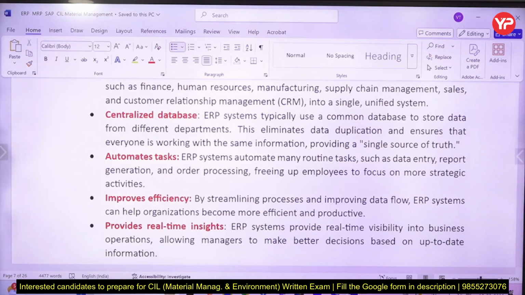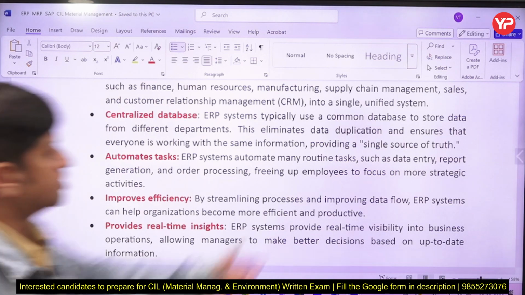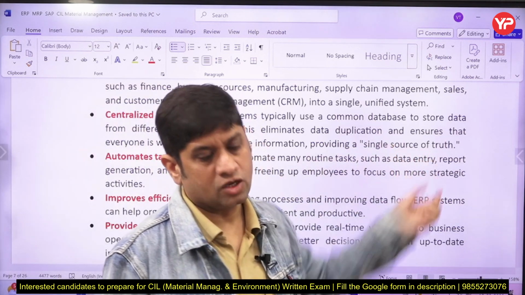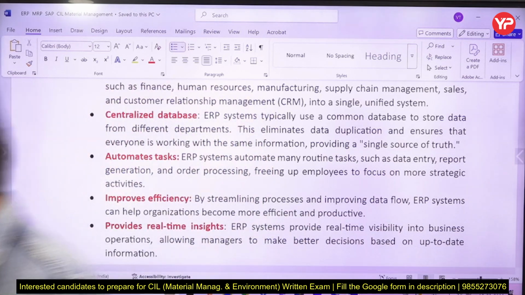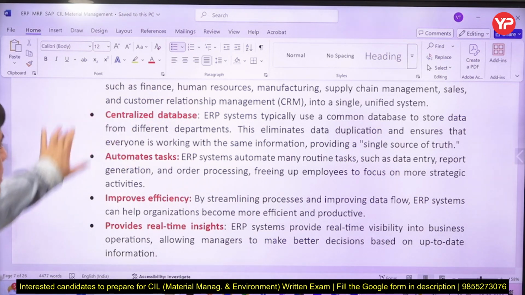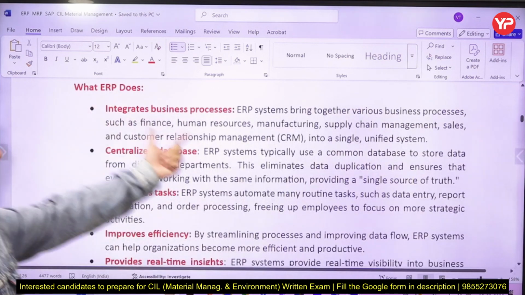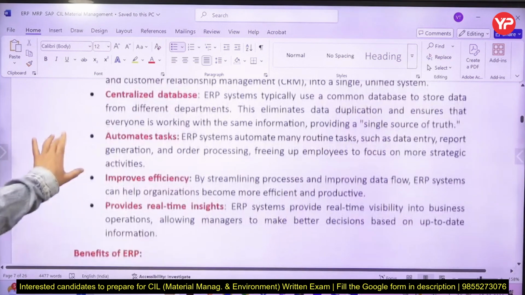removed. Everyone is working on the same database, so there is a single source of information, that is the true information. So information sharing becomes important for decision making. Every department can get truthful, authentic, genuine information from the central database. So ERP is actually a central database. It integrates different departments, it becomes a central database.